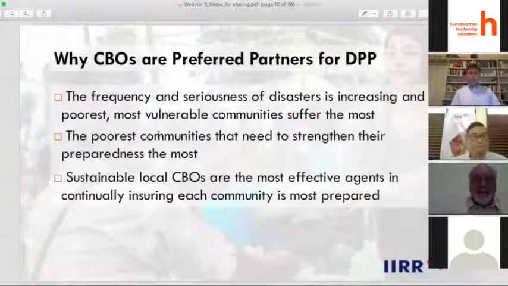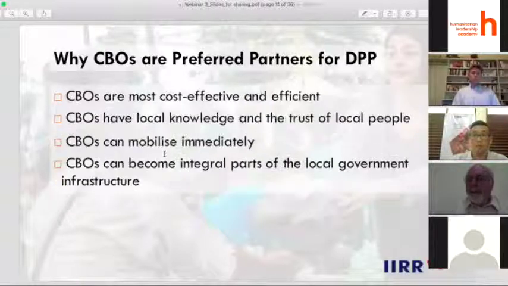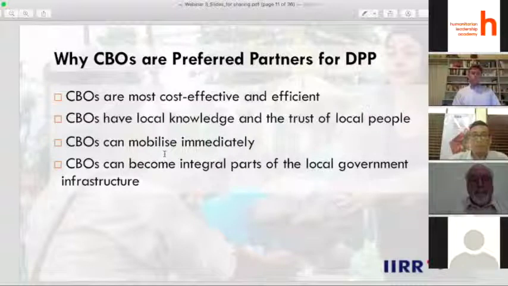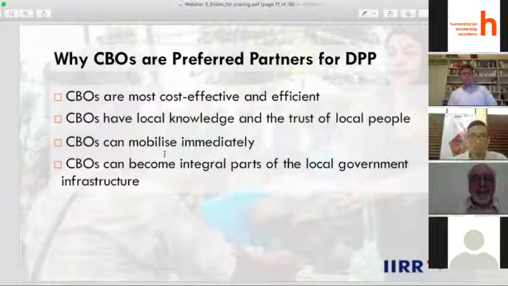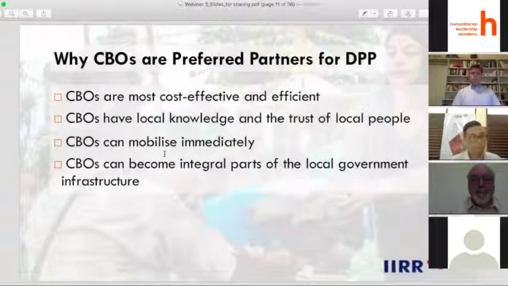And sustainable local CBOs are the most effective agents in ensuring that communities are most prepared and continue to work on their preparedness on an ongoing basis. CBOs themselves are more cost-effective and more efficient than other types of organizations, particularly those not based in the community. CBOs have local knowledge, of course, and normally they have the trust of local people. Certainly if they are surviving and sustainable, they have the trust of local people.